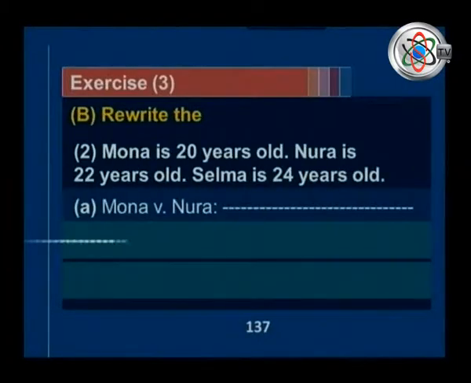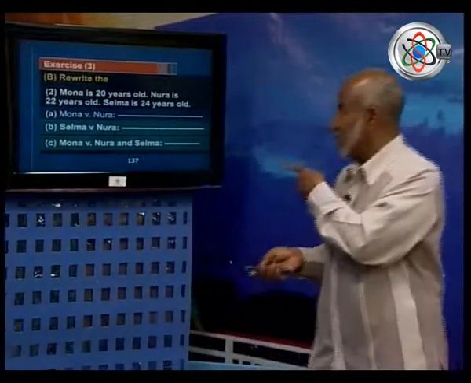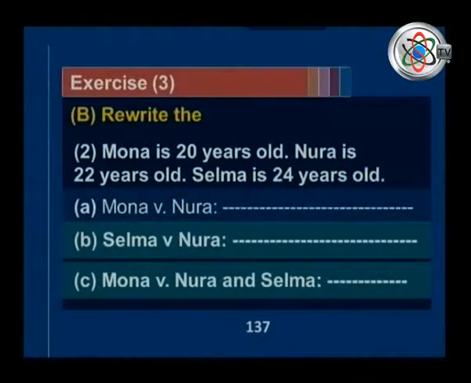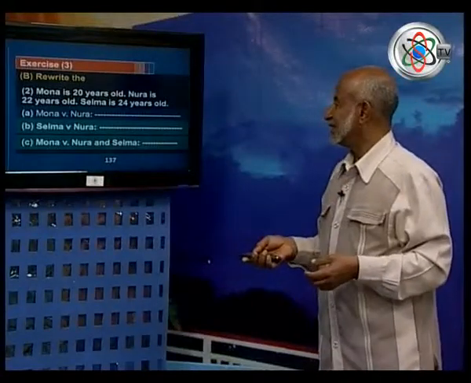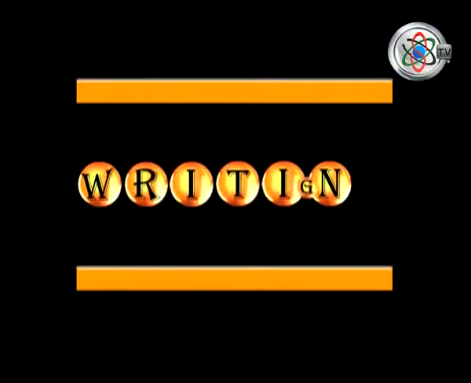Let us try. Muna is 20 years old. Noura is 22 years old. Selma is 24 years old. Muna versus Noura. Younger. Selma versus Noura. Elder. Marvelous. Muna versus Noura and Selma. The youngest of them all. The youngest of the three. Marvelous.